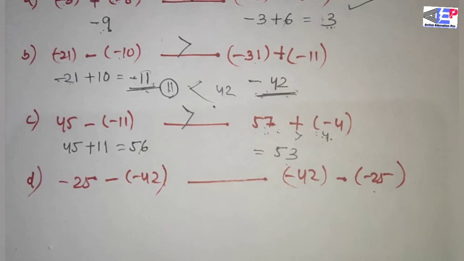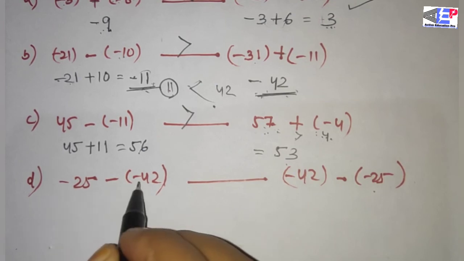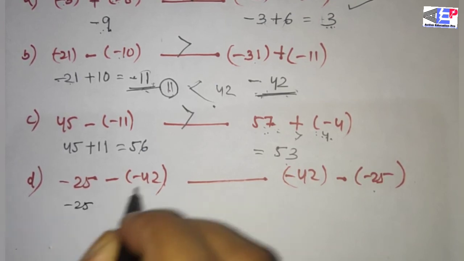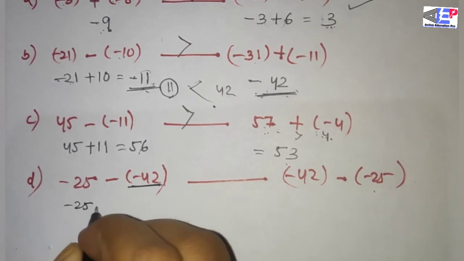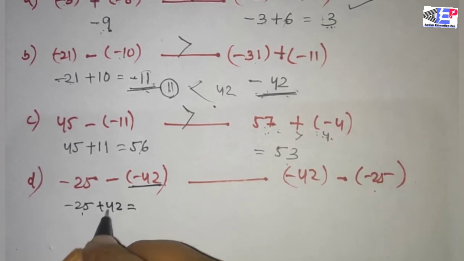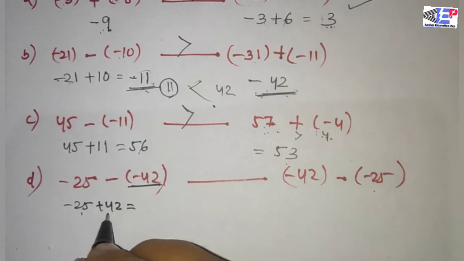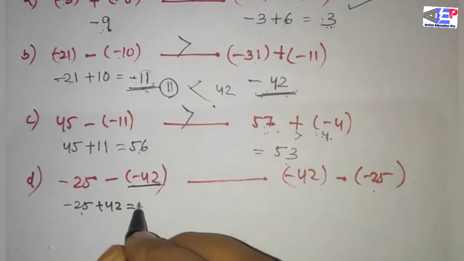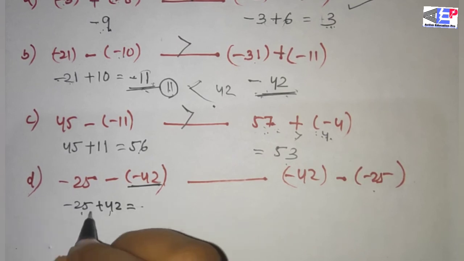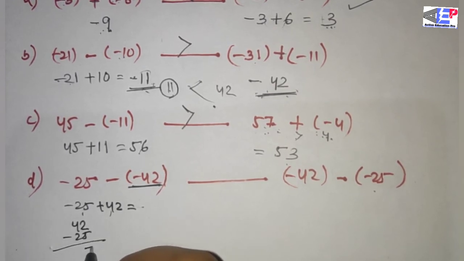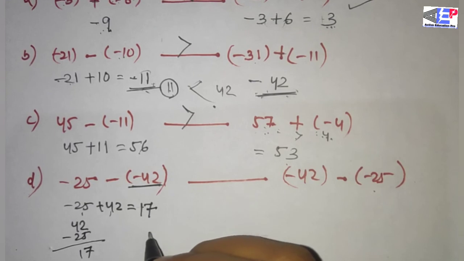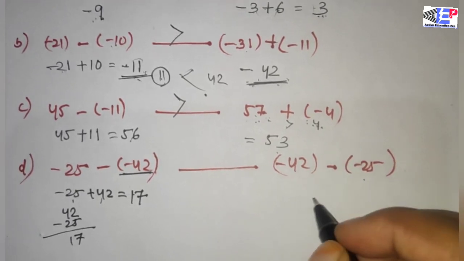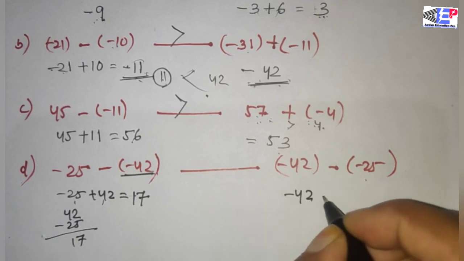Whatever the order, first just solve both sides and compare the values. This is minus 25 minus minus 42, which means subtraction of a negative integer. So as per the sign rule, you have to change the sign of this number. So minus 25 plus 42. Both are of opposite signs, so compare the numerical values. 42 is greater than 25, so the resulting answer will be a positive integer, and the difference between 42 and 25 is 17. Then minus 42 minus minus 25 is minus 42 plus 25.